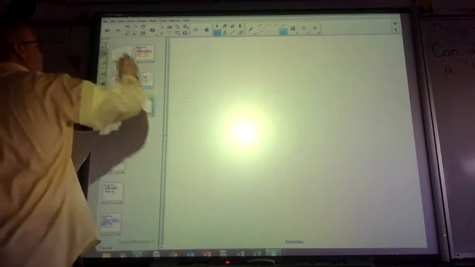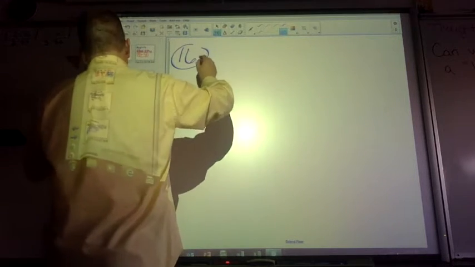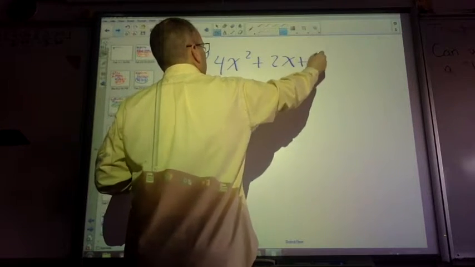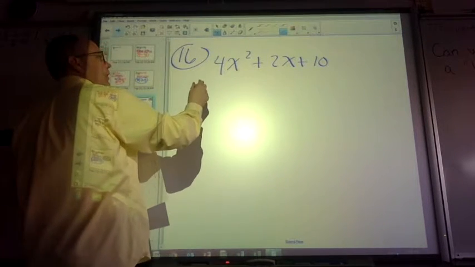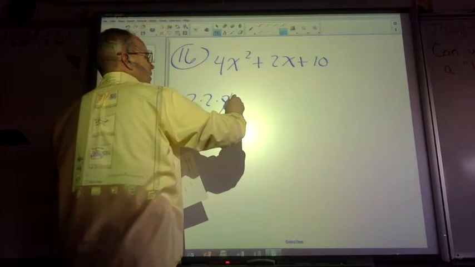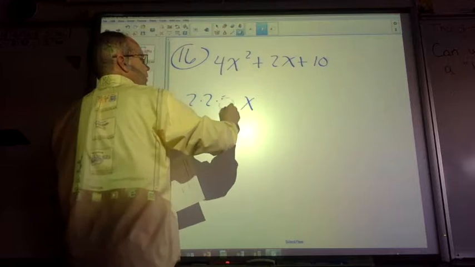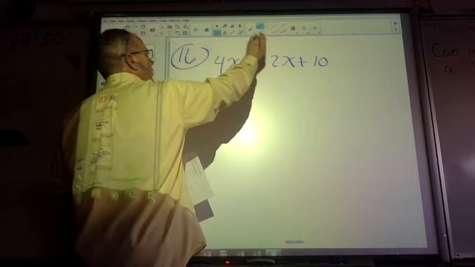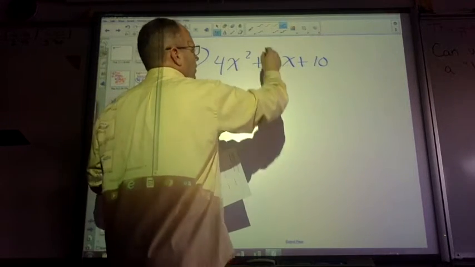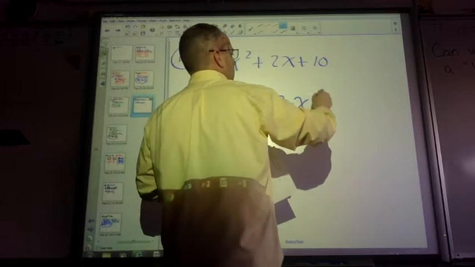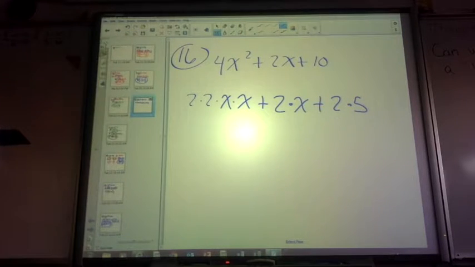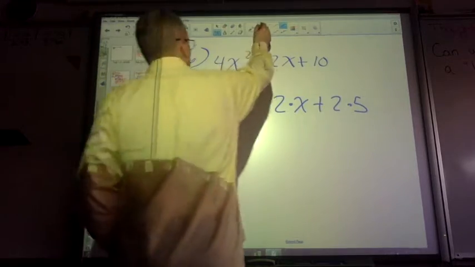16, trinomial. Okay, let's go through it. 4 is 2 times 2. X squared is x times an x. And then 2 and x. That won't break down any. And then 10 breaks down to 2 times 5. Okay, so we have 3 sets of terms so far, right? So we have a 2 in common.